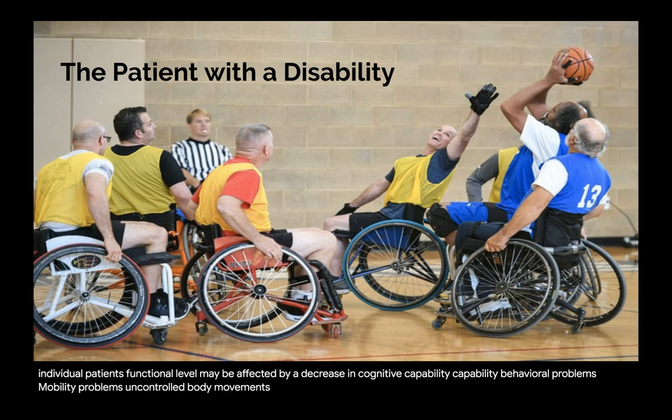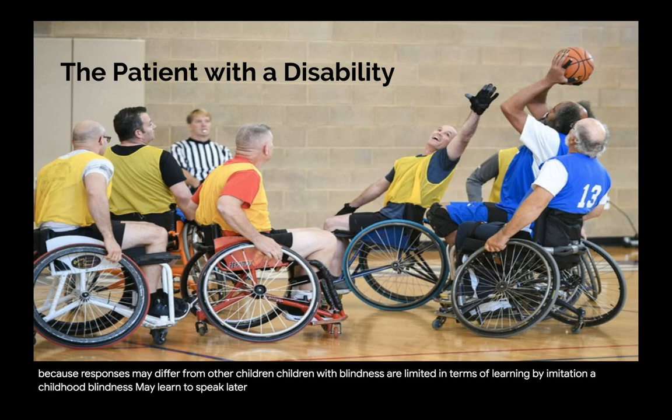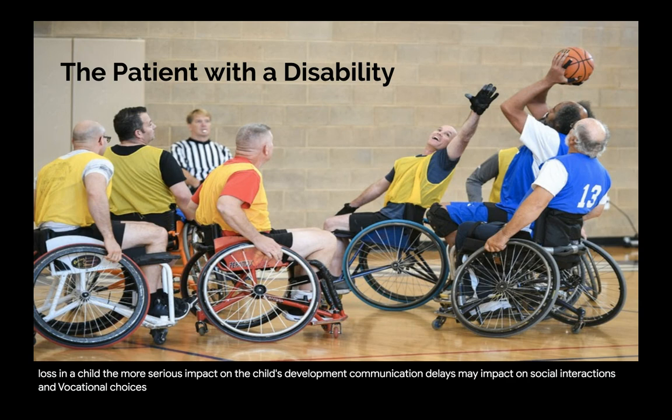Sensory impairments may mask a child's functional and intellectual capacity because responses may differ from other children. Children with blindness are limited in terms of learning by imitation. A child with blindness may learn to speak later than a child with average vision and may start school later. The earlier the hearing loss in a child, the more serious the impact on the child's development. Communication delays may impact social interactions and vocational choices.